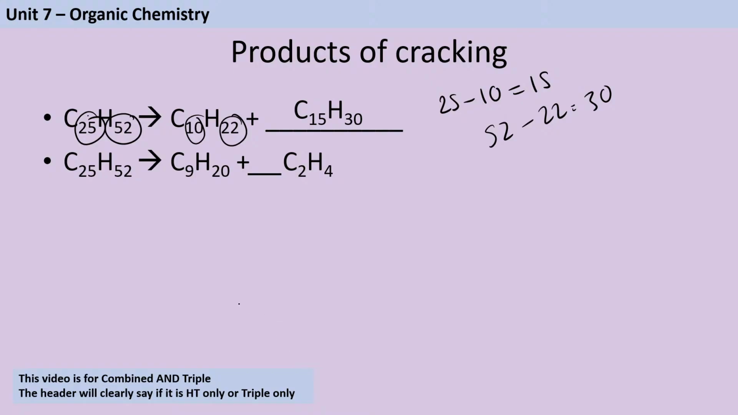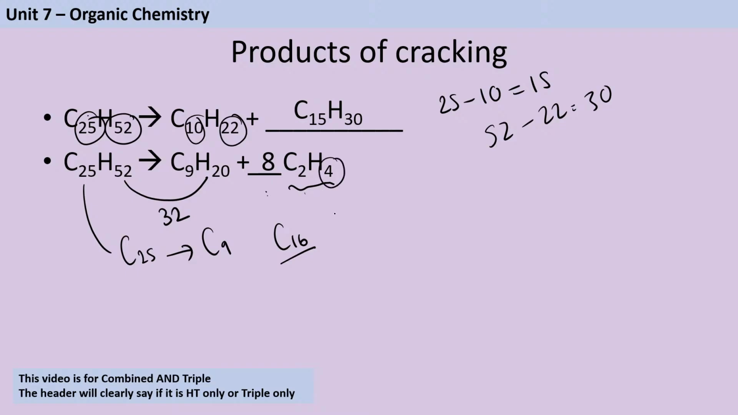And then this is the more challenging one, where they tell you that we're making some ethene, but you need to figure out how much. So we're going to do basically the same thing here and say, right, C25 down to C9, so that's C16 in total, but I know this is in the form of ethene. So how many ethene molecules are going to contain 16 carbons? Oh, it's going to be 8. You could also do the same thing with the hydrogen. You could say that's decreased by 32, so how many would give me that H4 there? And again, it would be 8.